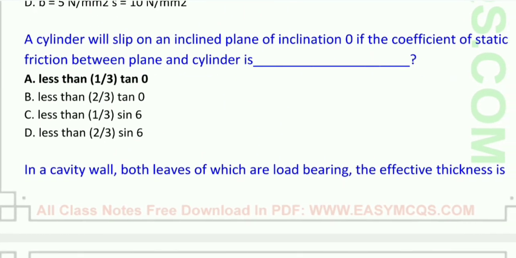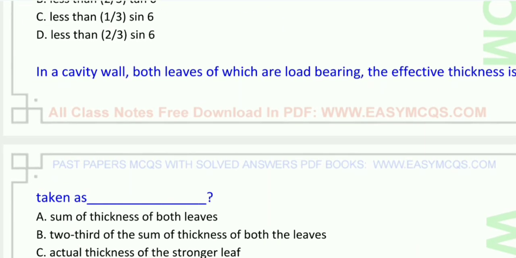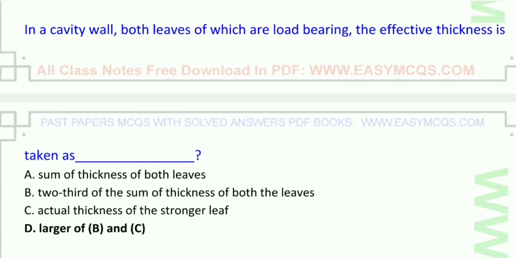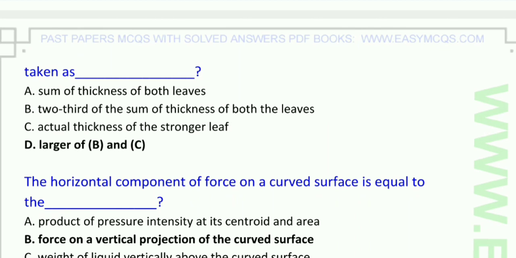A cylinder will slip on an inclined plane of inclination theta if the coefficient of static friction between plane and cylinder is less than 1 by 3 then theta. In a cavity wall, both leaves of which are load bearing, the effective thickness is taken as B and C, larger of B and C.